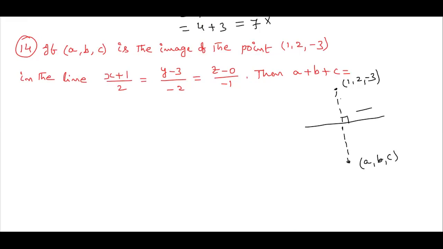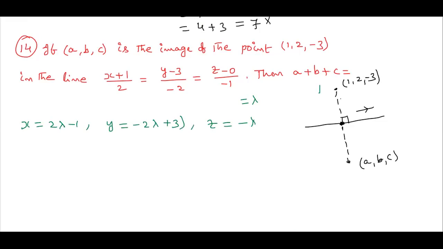This is the vector equation of the line passing through the point and parallel to the vector. Now this point we can find. This is the midpoint of both. How to find it? Tell me. So these 3 values are equal to lambda. Now compare first and last. X is equal to 2 lambda minus 1. Then y is equal to minus 2 lambda plus 3. Then z is equal to minus lambda.